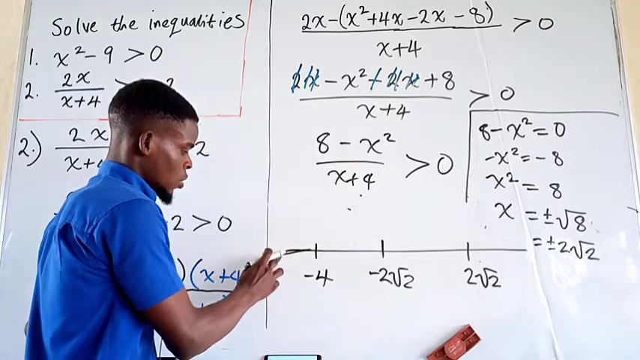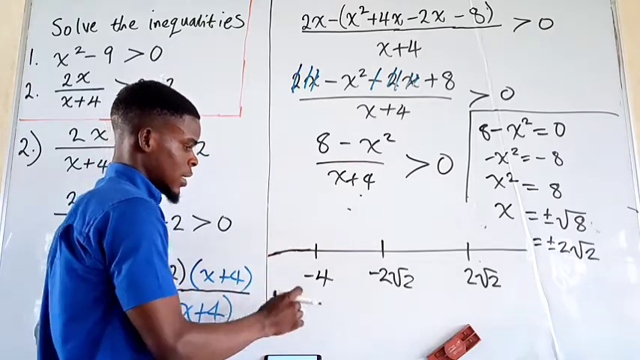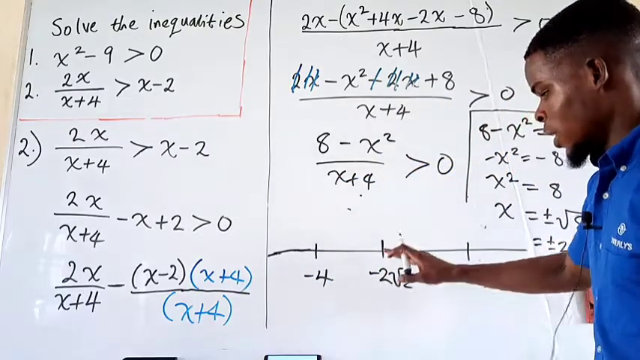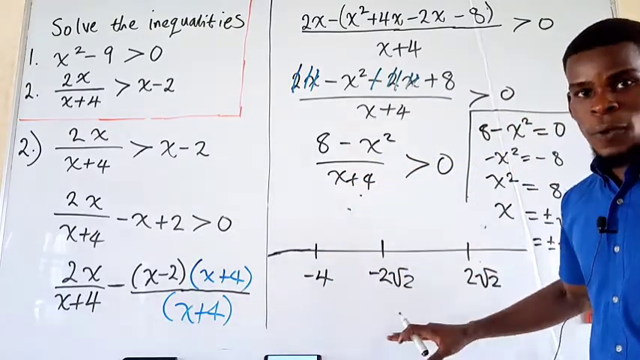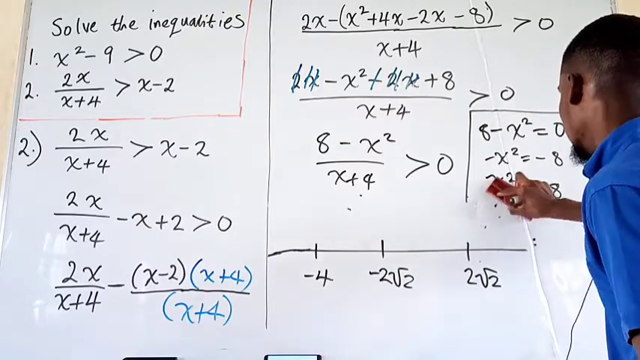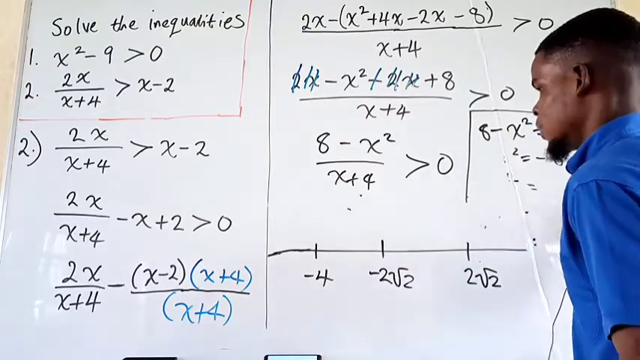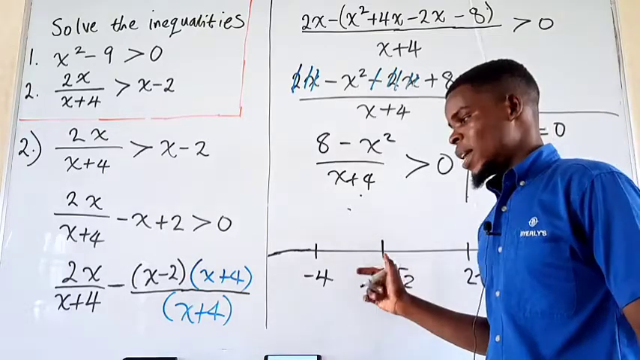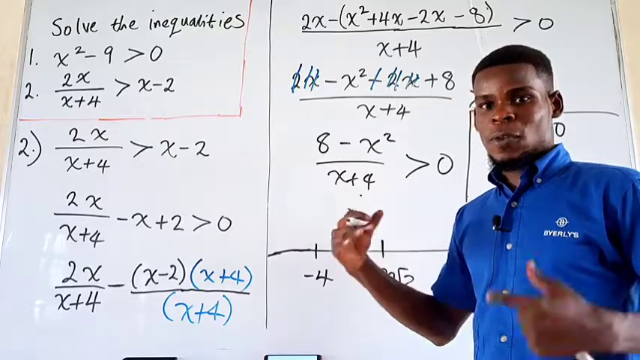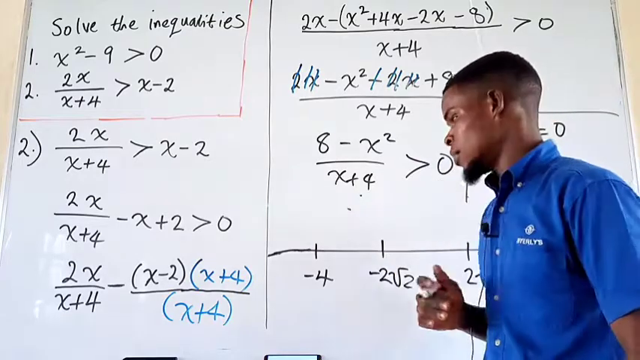2 root 2 is less than 4. So negative 4 is now less than negative 2 root 2. If you have a number that is less than the other number and both of them are positive, the negative case of those numbers will be inverted.